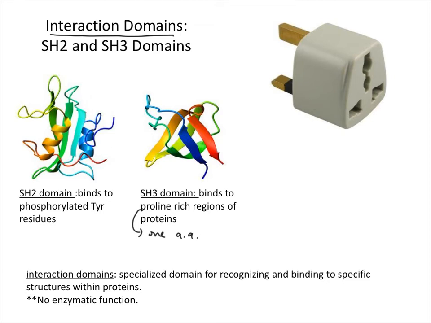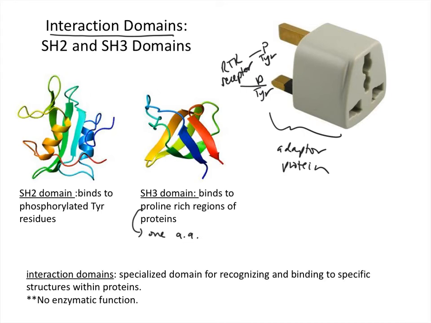And again, with this example, this is the adaptor protein. We would have a receptor tyrosine kinase receptor over here, and it would have some phosphorylated tyrosines. And so you could label, based on what you know, what kind of domain we would be talking about here. And so that would be the SH2 domain.